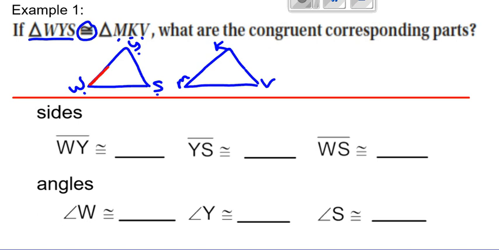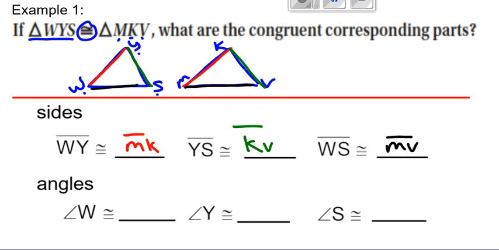Line segment WY, which is this, has to be congruent to line segment MK. Line segment YS, which is this guy, has to be congruent to KV. And WS has to be congruent to MV.